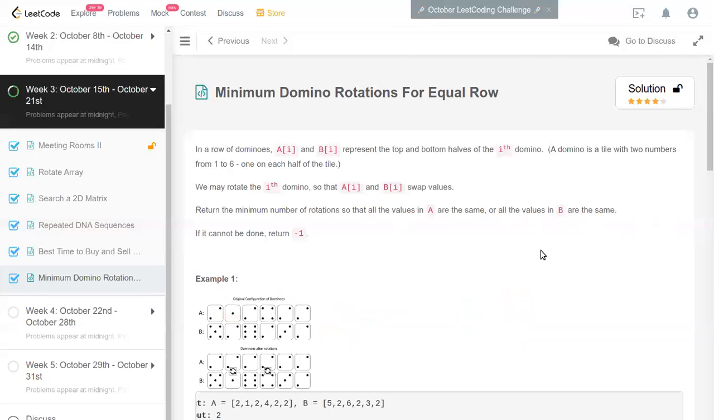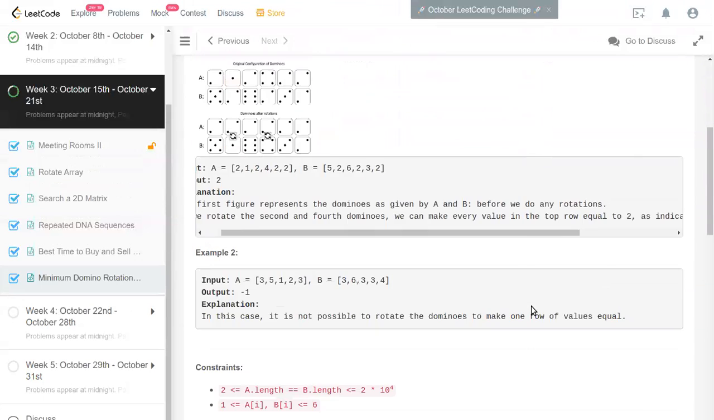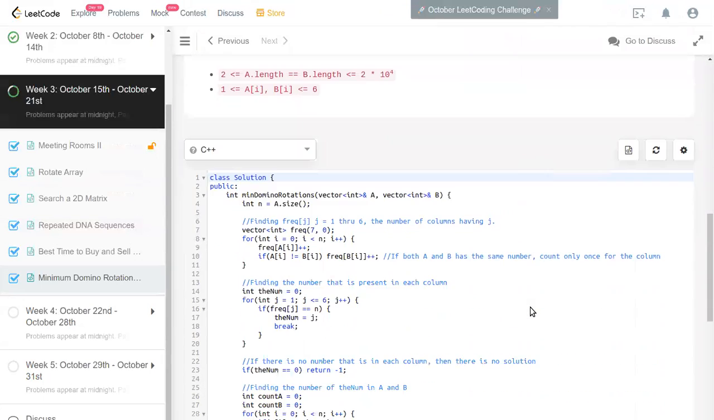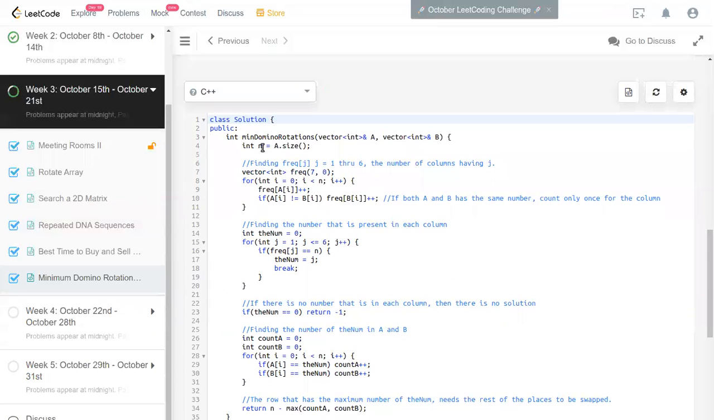That's the approach I'm going to use. It's a greedy approach. It's an optimization problem, but it's a greedy approach. It's not that hard. Let me explain my solution. So we have n columns here, that means n dominoes, and then we want to find the frequency of each of those numbers 1 through 6. So I'm having a vector of 7. I'm not using frequency of 0. I'm using 1 to 6, right, for convenience.